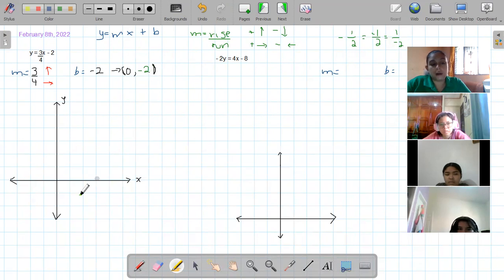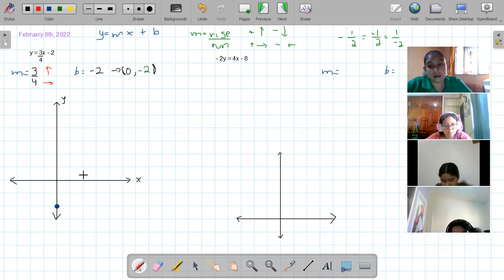So since it is 0, -2, I'm going to graph it on top of the -2 on the y-axis, okay? Now, what are we going to do? We're going to go with our rise and our run. It doesn't matter where you start. So Mosa, let's say, wanted to start with the run, but Valerie wanted to start with the rise. It doesn't matter. At the end, you're going to have exactly the same point.